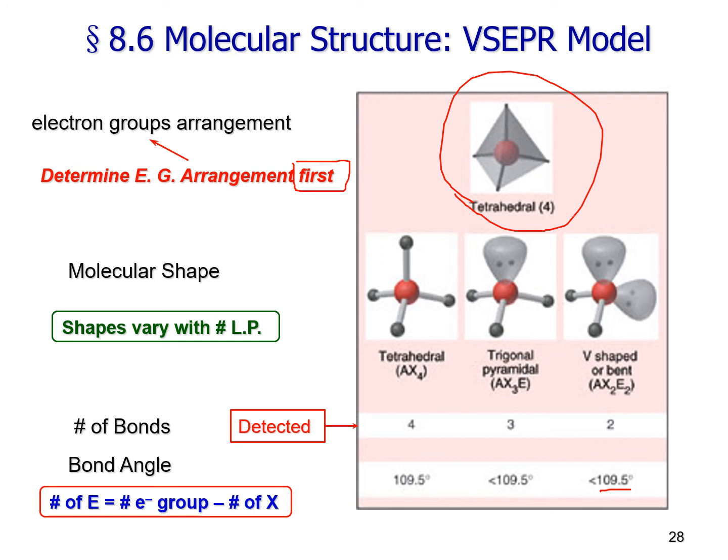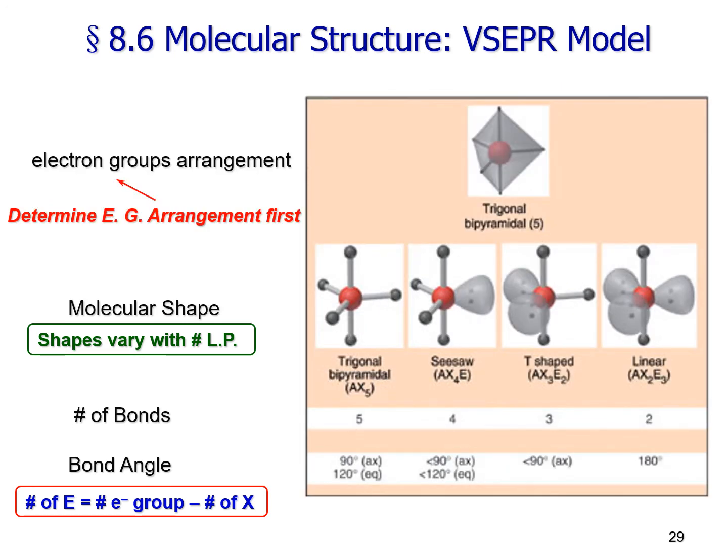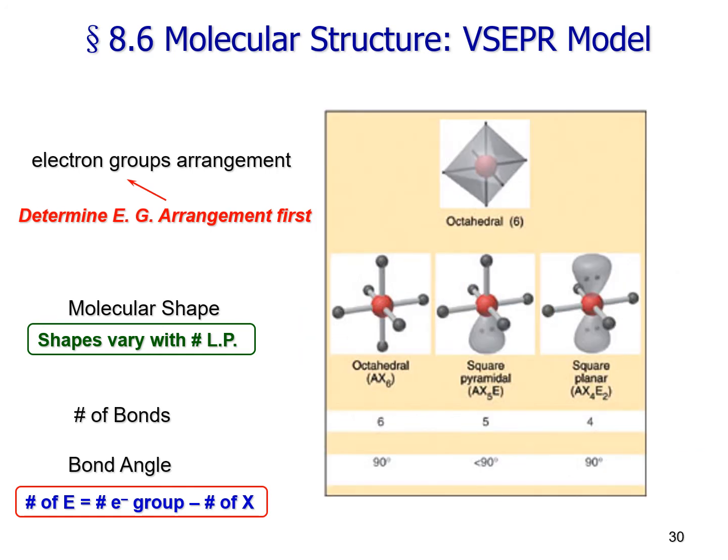Again, determine the electron group arrangement first. We do not go the other way around, right? We just find out how many electron groups we have on the central atom before we determine the shape or the geometry. The 5 electron group arrangement gives us the most different molecular shapes. As we see, TBP, trigonal bipyramidal, or seesaw, or T-shape, or linear. And for 6 electron groups, we can have 3 different molecular shapes.